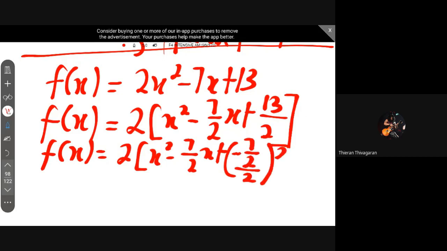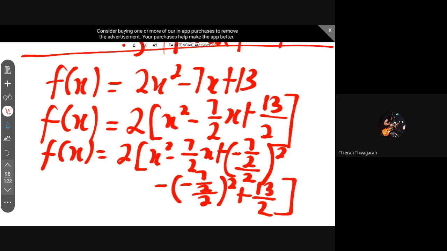Okay, negatif B per 2, formula kita. Jangan silap kat situ. So, our formula is negative b over 2 square, but since the b over here is negative, kena include symbol negative juga. Okay, and then minus negative 7 over 2 square, and then you plus 13 over 2. Salin balik sahaja nilai C kamu. Okay, so you'll get something like this.